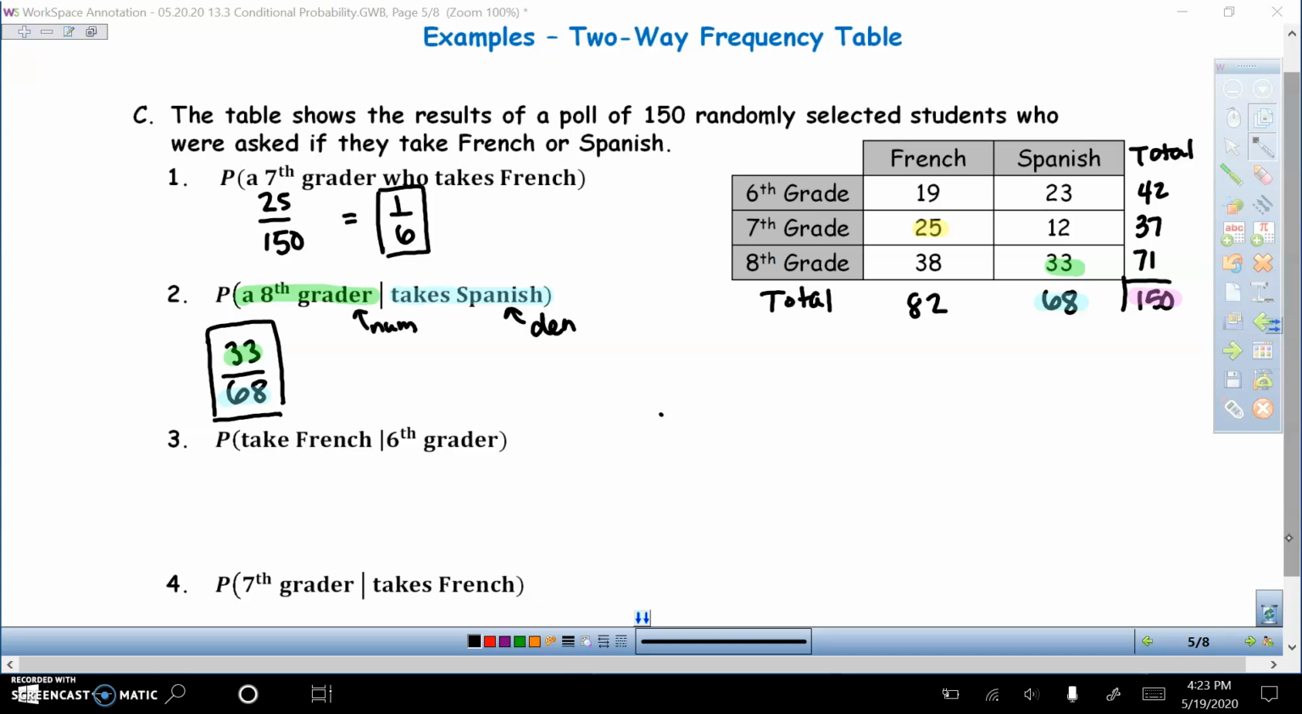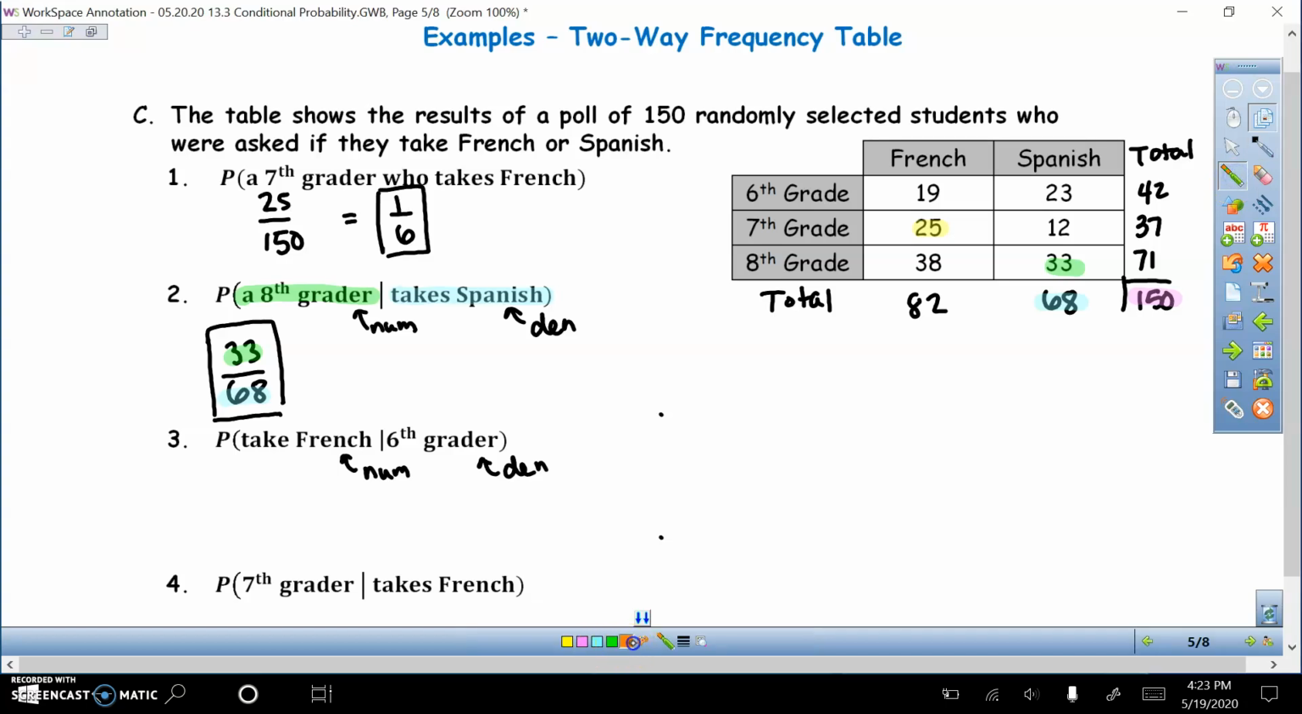All right, let's try number 3. Find the probability that this randomly selected person takes French, given that they are a 6th grader. So again, denominator, numerator. Figure out how many people surveyed were 6th graders for your denominator. So how many people were 6th graders? There were 42 6th graders.